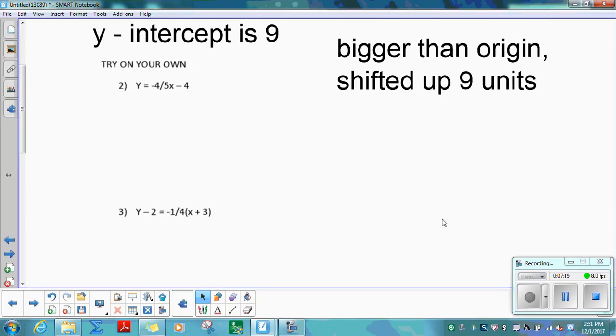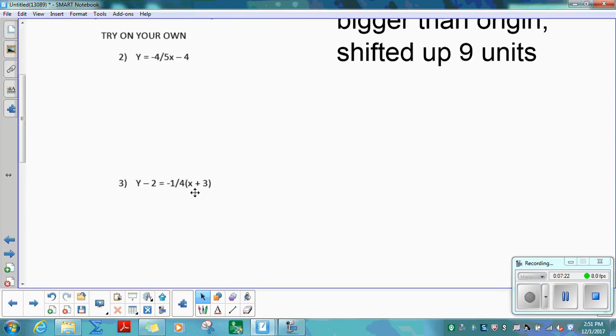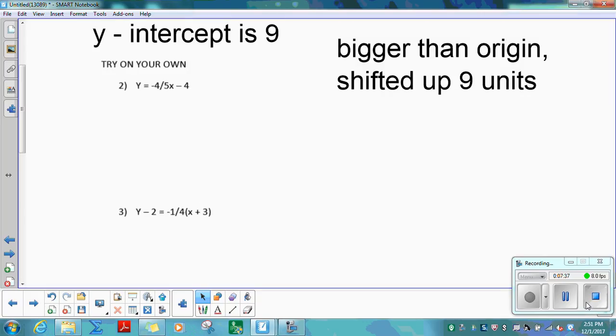Okay? So I want you to try these two on your own. You only have 2 problems to do on your own. Okay? And tell me about it. Now, 3, just so you're aware, is not in slope-intercept form. So I would change that to slope-intercept form before you make any judgments on it. So go ahead and give these a try. If you have any questions, write them down, and we'll go over them next class.